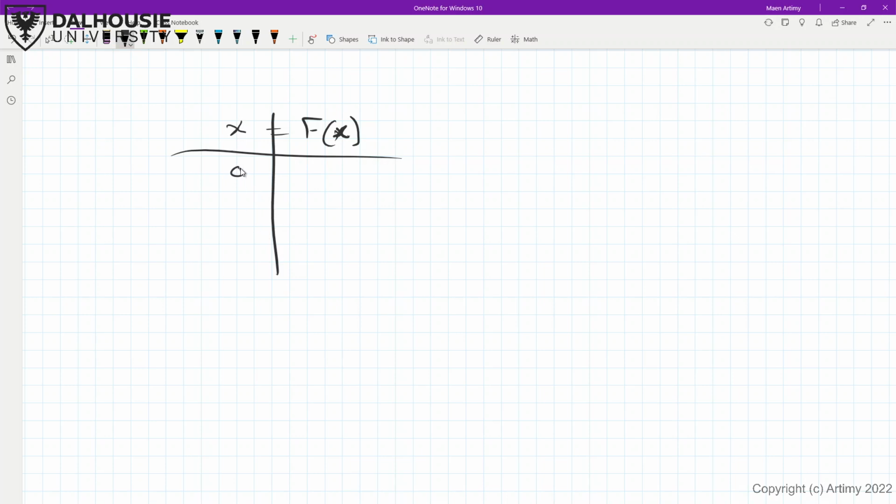Right, so for 0, this is 1/8. For 1, this is 4/8. For 2, this is 7/8. And for 3, this is 8/8 or 1. Right?